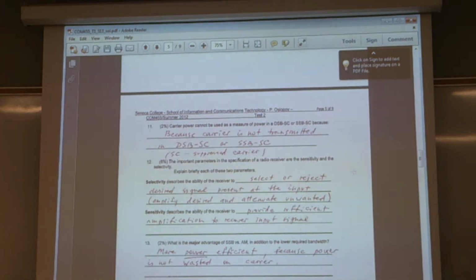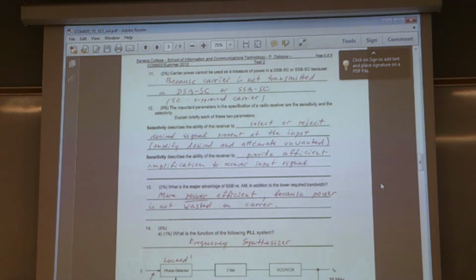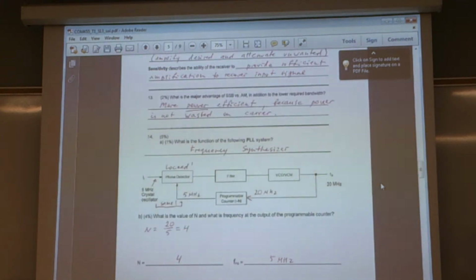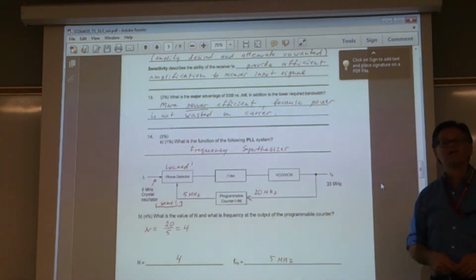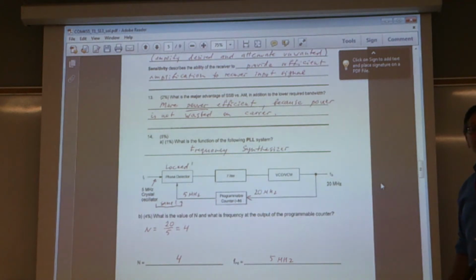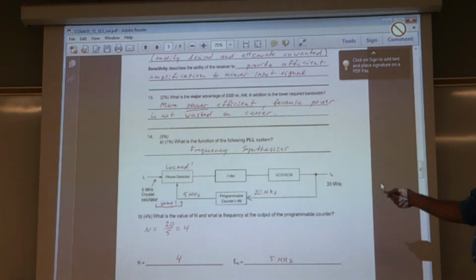What is the major advantage of SSB over AM? Of course, the advantage is that we don't waste power on the carrier. SSB is just one frequency, and that frequency already conveys information. And we can use all our available power for that frequency. It's more power efficient because power is not wasted on the carrier. And we know that two thirds of the power actually goes to the carrier.